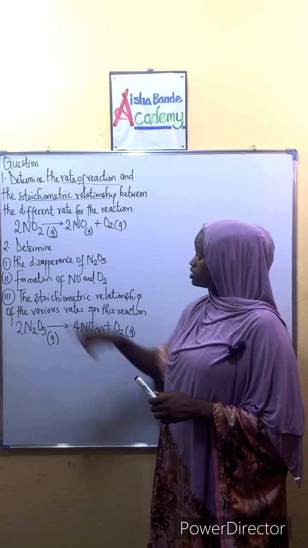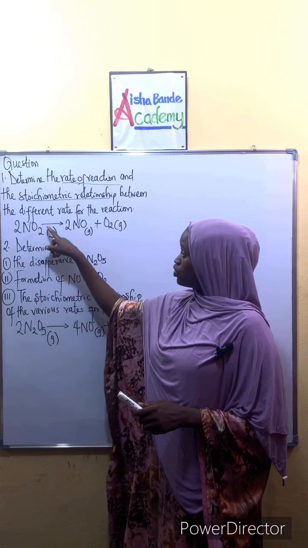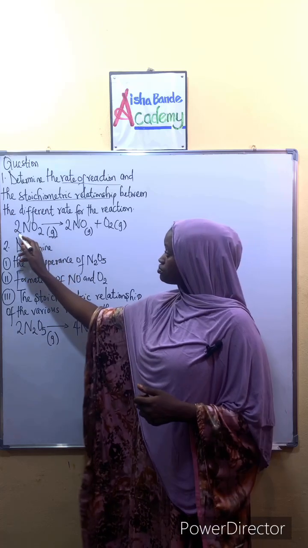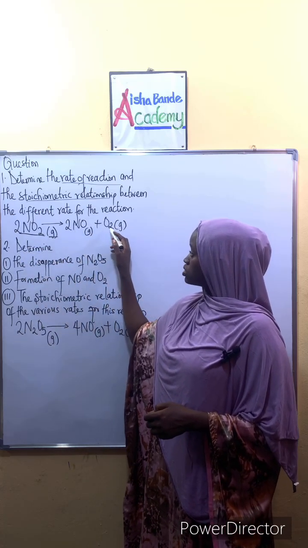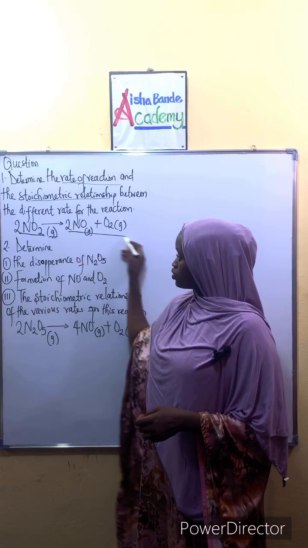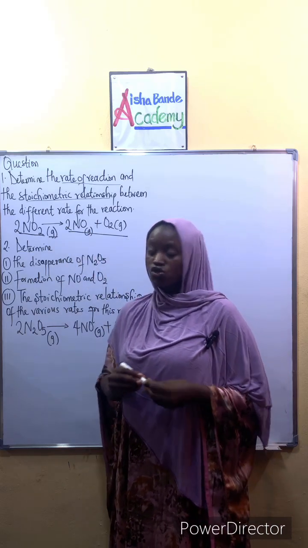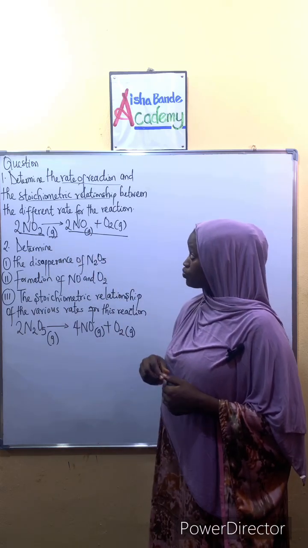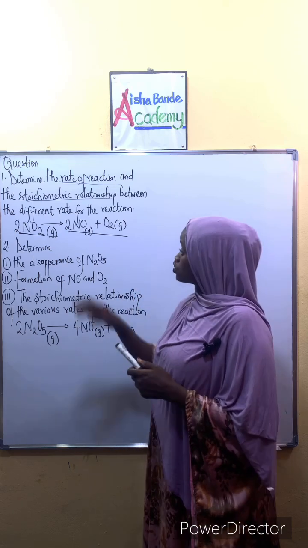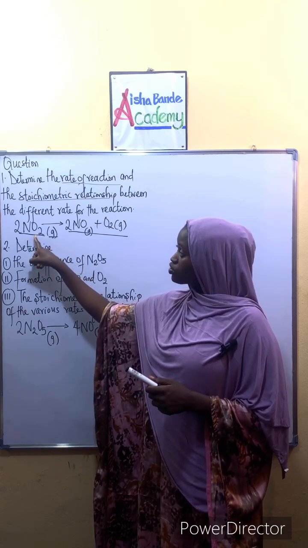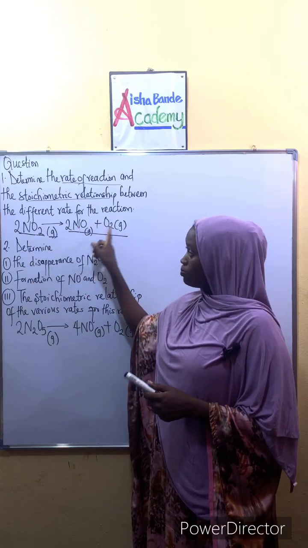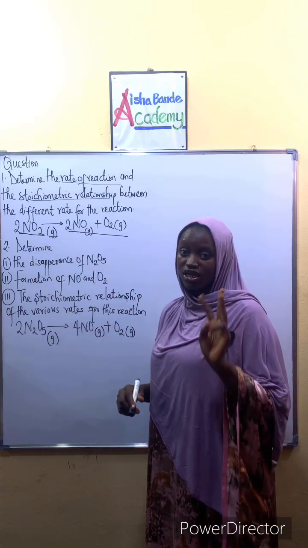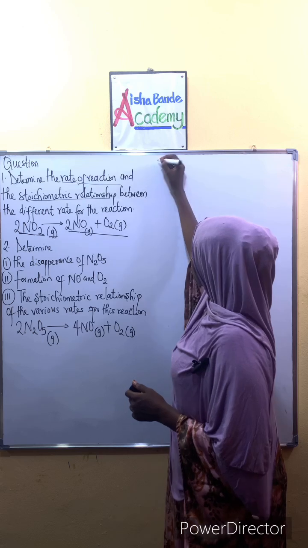So the reaction is 2NO2. This is the reactant, which produces 2NO plus O2. So these are the products produced in this question. Now, for us to get the rate of reaction, we have one compound as the reactant and the products, which are two compounds. So now that means we're going to have three rates in this question. That means three rates of reaction.